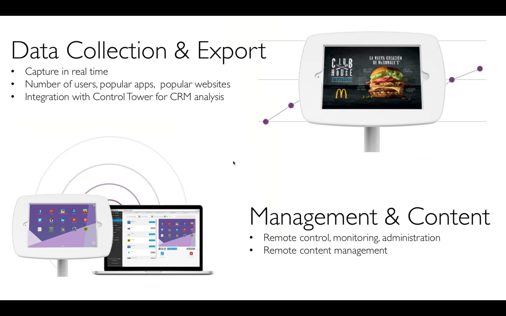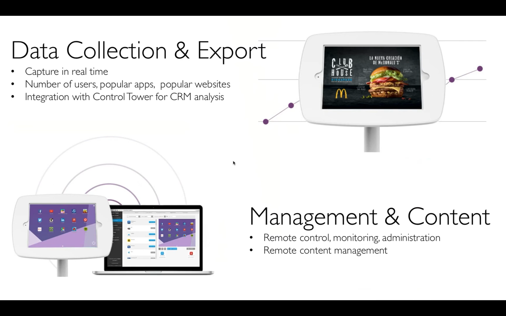So in the end, we have a few other possibilities or advantages here. We can capture the data in real time. We can check the number of users, the popular apps, the popular websites. So the integration with Control Tower and the CRM system. As I mentioned before, Control Tower is covering all of those tools, and it means the whole management is done from Control Tower, and also the whole data that is gathered is in the Control Tower and accessible in the dashboard.